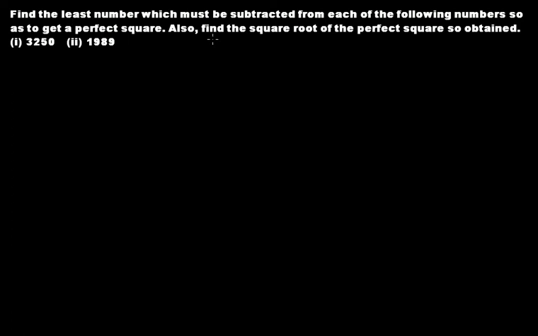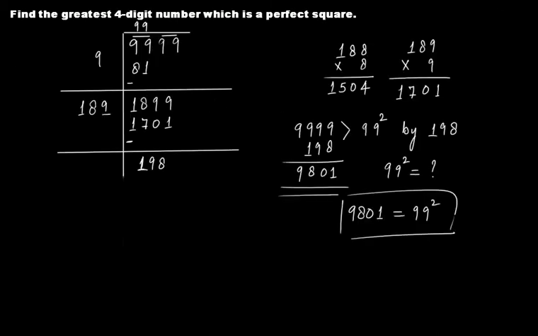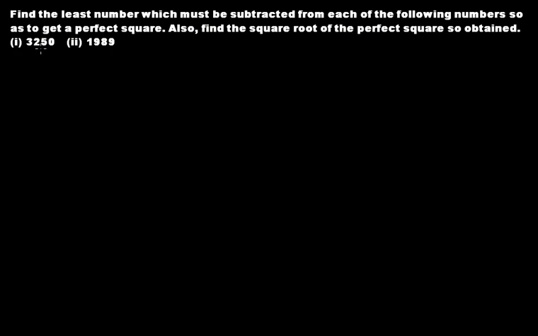Find the least number which must be subtracted from each of the following numbers so as to get a perfect square. Also find the square root of the perfect square so obtained. Okay, it's quite similar to what we have discussed here. So your first number is 3250.